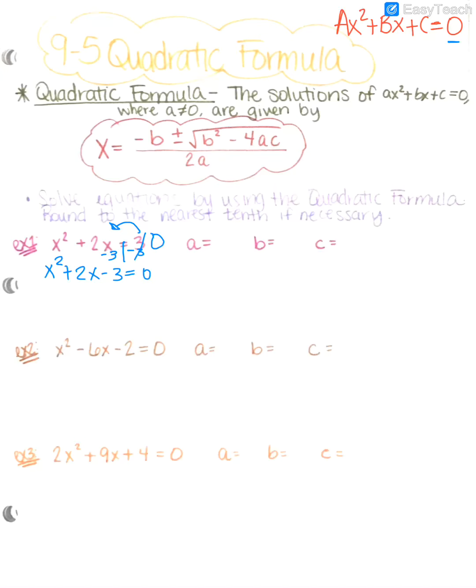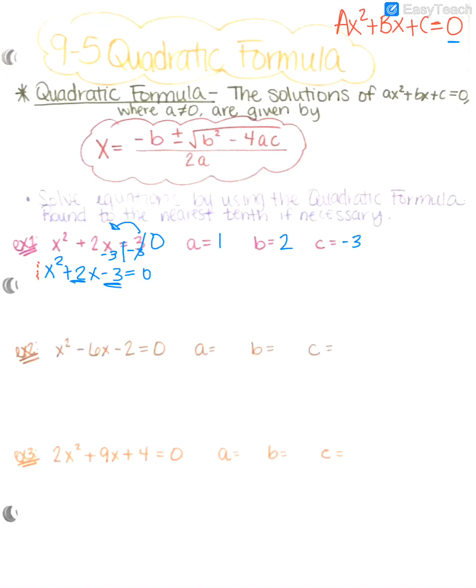Now I can get my a, my b, and my c value. Notice that on my a, I don't have anything, so we have to put an imaginary 1. So we're going to go ahead and get those values. My a value is 1, my b value is 2, so it's right here, and then my c value is negative 3. Then we're going to go ahead and plug it into the formula.